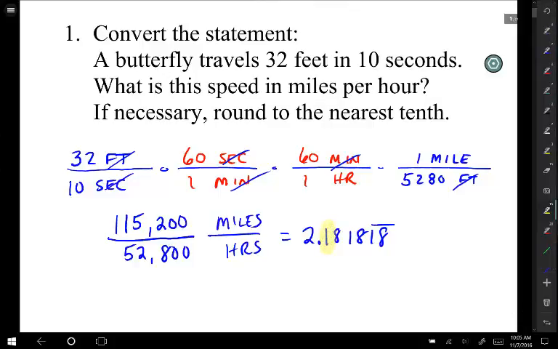Everyone give me a thumbs up or a thumbs down. Thumbs down means it stays. Thumbs up means it rounds up. Go. Which way does it round? Up or down? It rounds up because the 8 is a 5 or more. So my speed is approximately 2.2 miles per hour. Moving on.